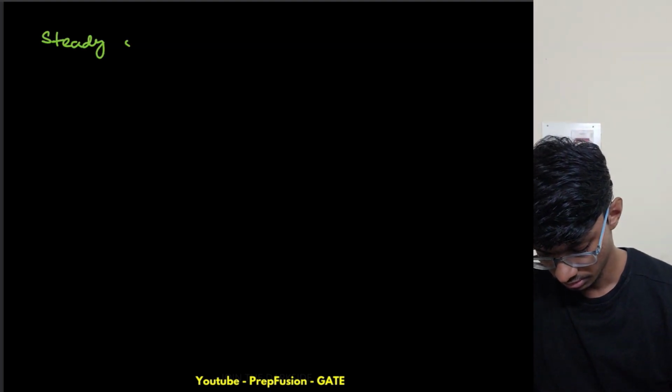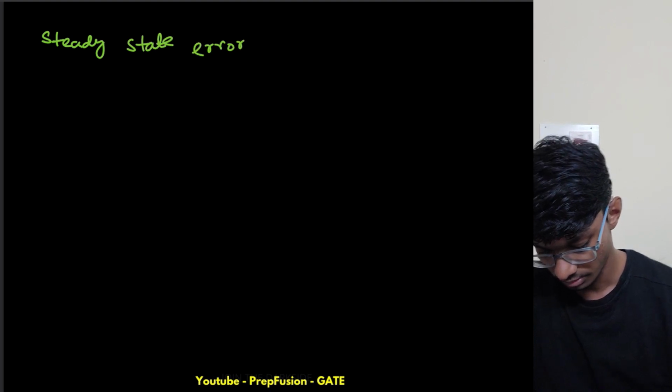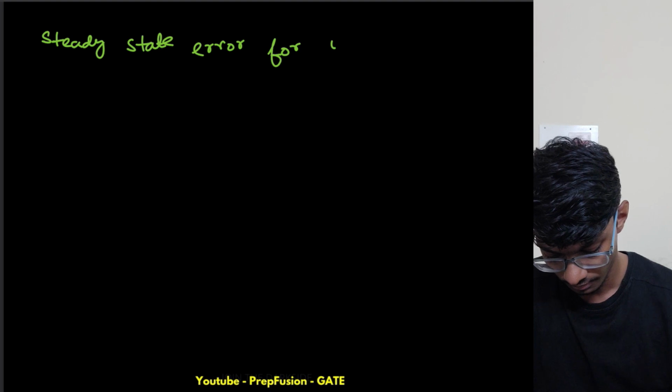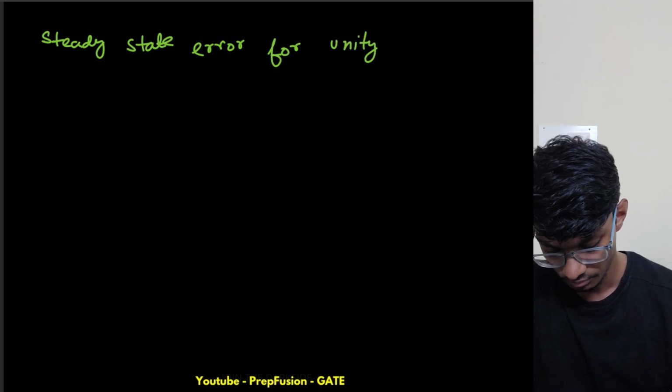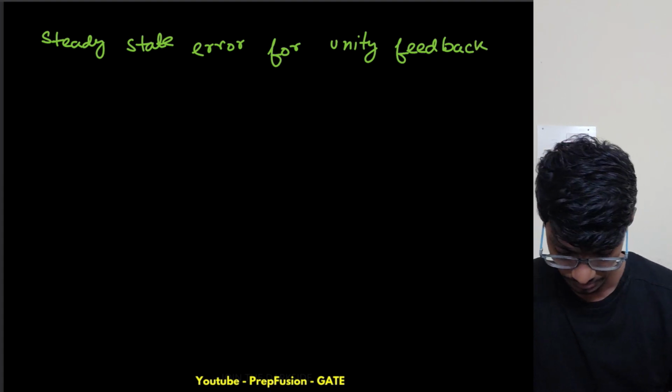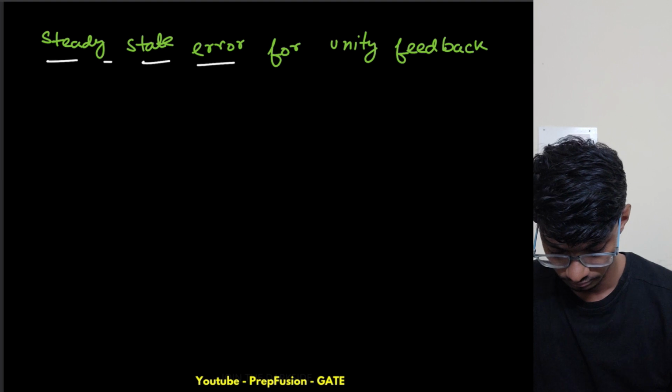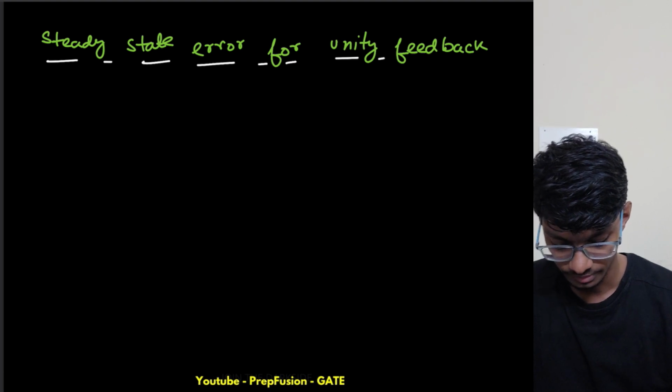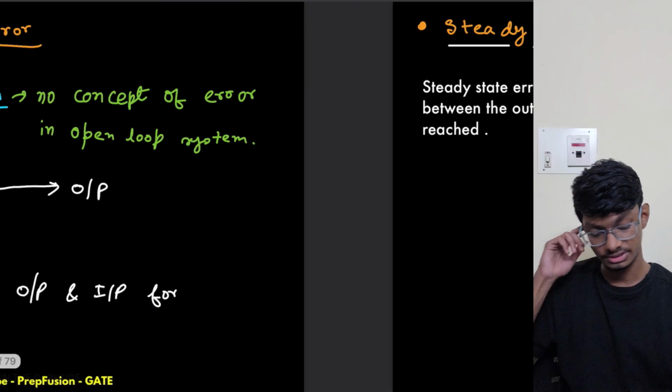So for now, steady state error for unity feedback. Okay, so what is the steady state error for a unity feedback?